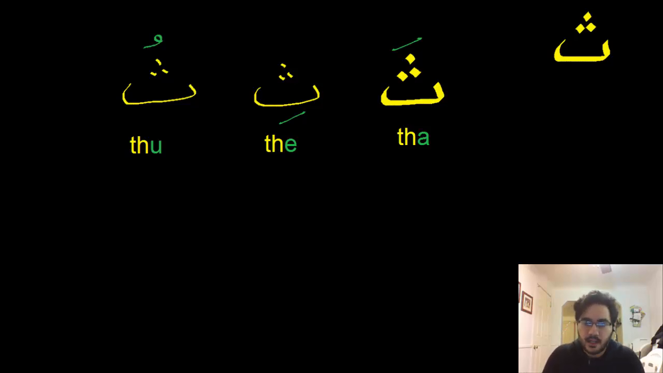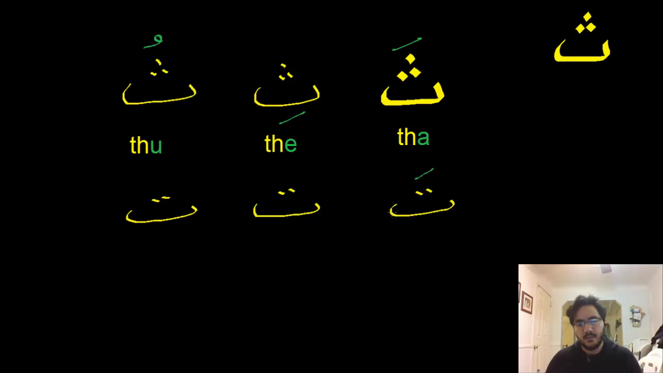Let's look at our second letter. That was the ta, which makes a t sound. When it doesn't have a haraka, it just makes a ta sound. Ta, ta, ta. But if I want to go ta, I go up like that with a fatha, becomes ta. If I put a kasra, it becomes ti. And if I put a dhamma, it becomes tu.